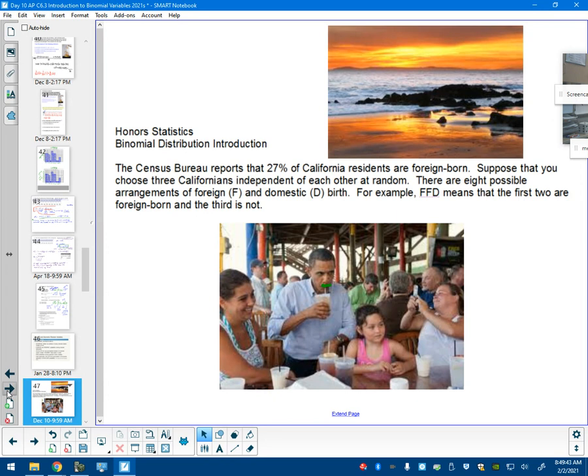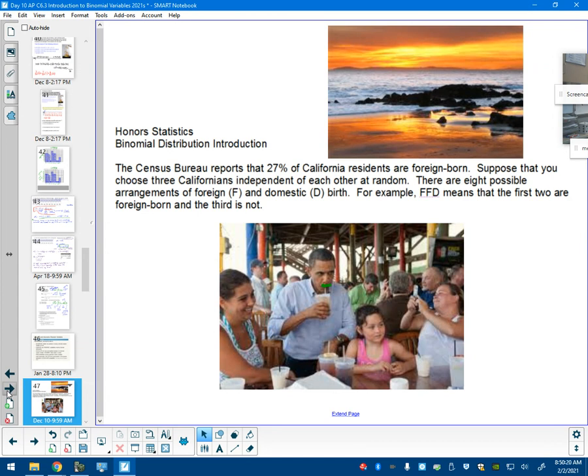And if that's true, so this is kind of like the third layer. We have distributions, all kinds of distributions, and then one branch off of a distribution is a probability distribution that comes from a random phenomenon. And a subset of a probability distribution is a binomial distribution. So we're going to set this up, and I'm going to show you how we get these shortcut rules for mean and standard deviation. So the census report says that 27% of California residents are foreign-born.